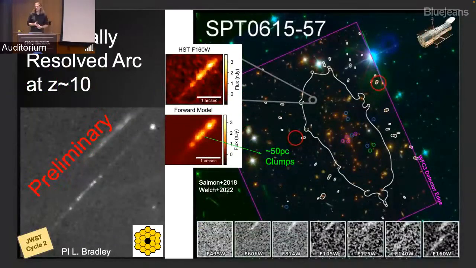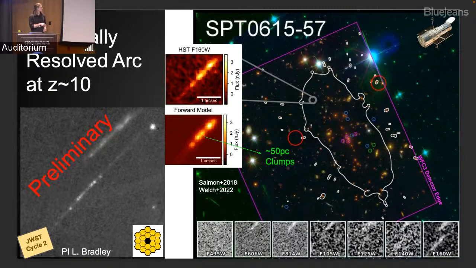For the last couple minutes that I have, I'm going to pivot to some Cycle 2 projects. This one just got data a couple days ago, so this is hot off the presses. This is the Redshift 10 arc SPT 0615 JD. This is what we saw with Hubble. This is the HST F160 filter. We were able to model this and measure that each of these clumps here is about 50 parsecs, give or take a bit, in radius. And you can see that they're semi-resolved, but there's obviously more structure there than what HST can measure.